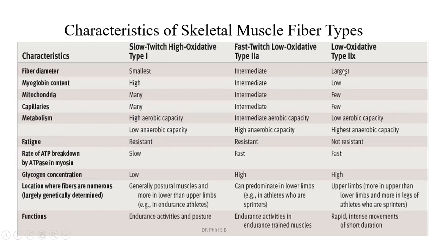But the fast twitch, because they're very fast, are also using energy very fast, and they depend on glycolysis that doesn't produce a lot of ATP. You find that they are not resistant to fatigue. So the type 2B are not resistant to fatigue. They get fatigued so easily.